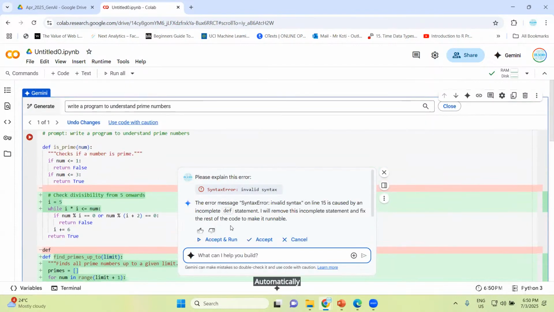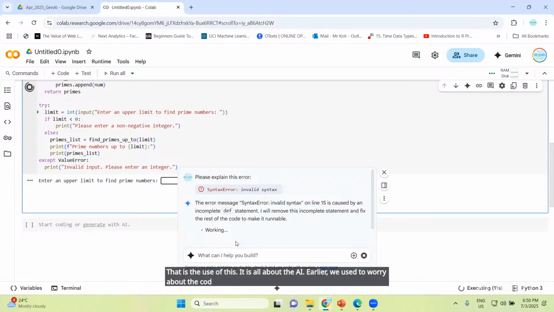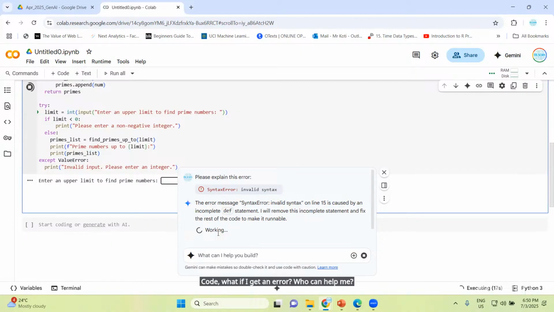Automatically, it says, boss, this is the part you have written wrong. Accept and run. See, automatically accept and run. That is the use of this. That is all about AI. Earlier, we used to worry about coding. Now, we don't need to spend hours and hours just writing code. What if I get an error? Who can help me? Even for non-AI, non-IT people, it could be helpful. Understood? So we can build various applications.